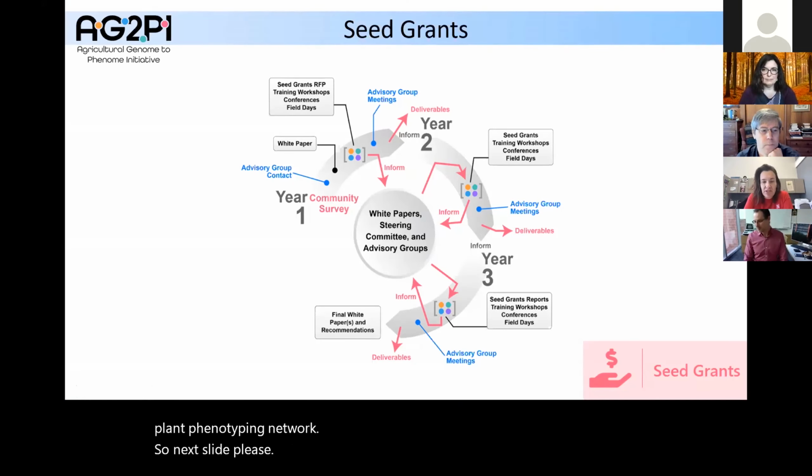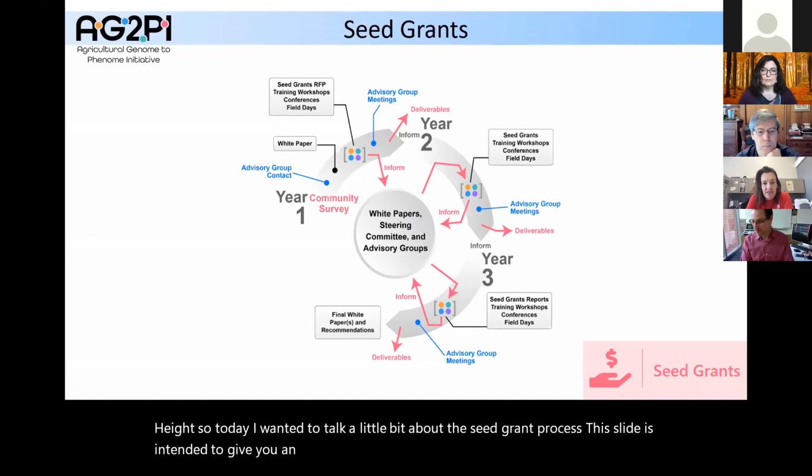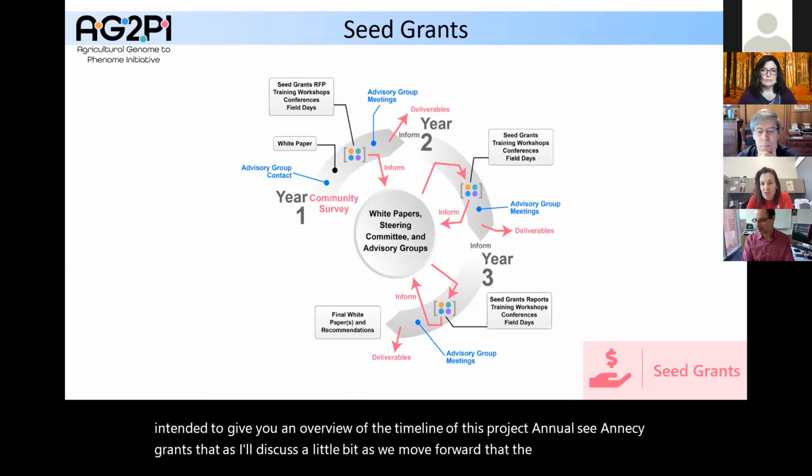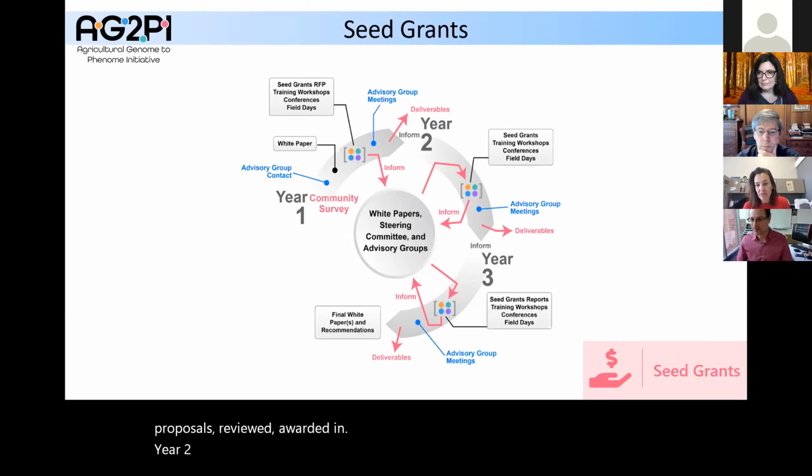Hi, so today I wanted to talk a little bit about the SEED grant process. This slide is intended to give you an overview of the timeline of this project. And you'll see on SEED grants, as I'll discuss a little bit as we move forward, that the call for seed grant proposals will come out in year one. The seed grants will be managed, proposals reviewed, and awarded in year two. And year three will be reporting from seed grants, providing results back out to the community. Next, please.